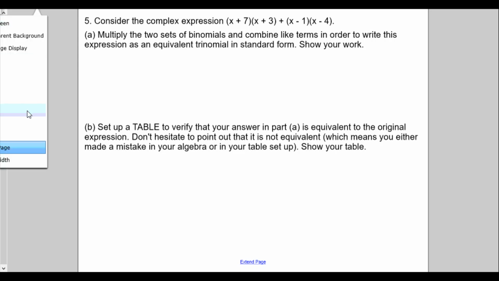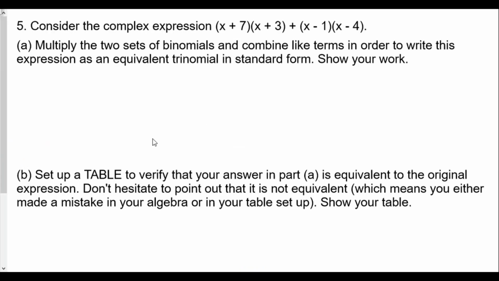So, we have here: consider the complex expression (x + 7)(x + 3) + (x - 1)(x - 4). Multiply the two sets of binomials, combine like terms in order to write the expression in equivalent trinomial in standard form. Show your work.